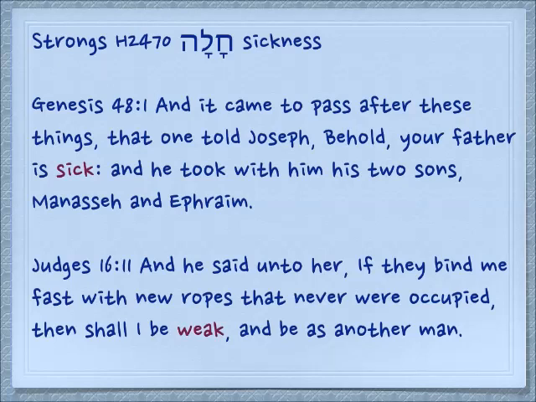Genesis 48:1. And it came to pass after these things that one told Joseph, behold, your father is sick. And he took with him his two sons, Manasseh and Ephraim. Judges 16:11. And he said unto her, if they bind me fast with new ropes that never were occupied, then I shall be weak and be as another man. Samson lying to Delilah.